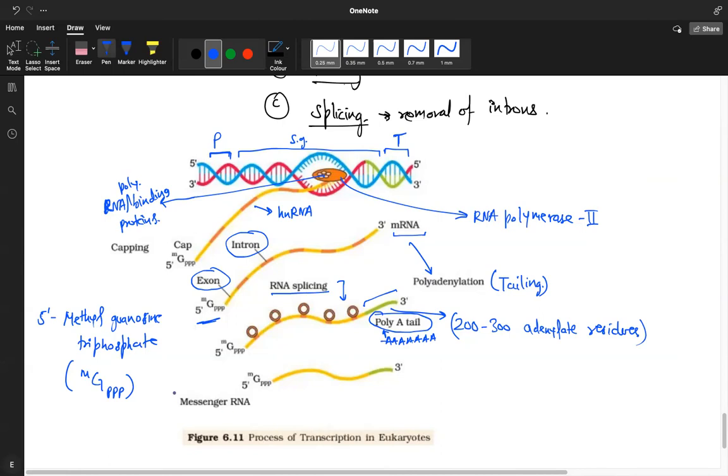Now this is a messenger RNA. So this in real sense is an mRNA. Before that, it was hnRNA. So mRNA only has exons. Is it clear?